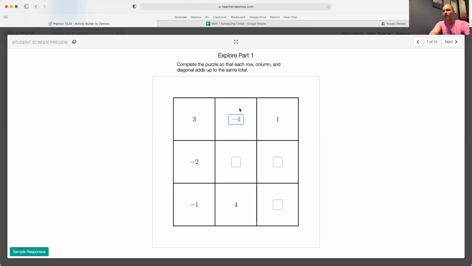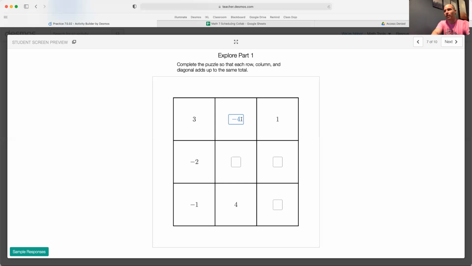Now, if I want to make this column add up to 0, by the way, you don't have to do this so that they all add up to 0. I just think it's the easiest solution. You can make all the rows, columns, and diagonals add up to whatever number you want, as long as they all add up to that number. I'm pretty sure there are other ways to do it other than making them add up to 0. I just think this is the easiest.